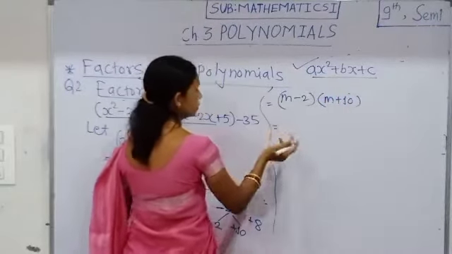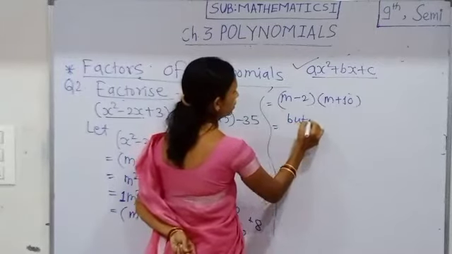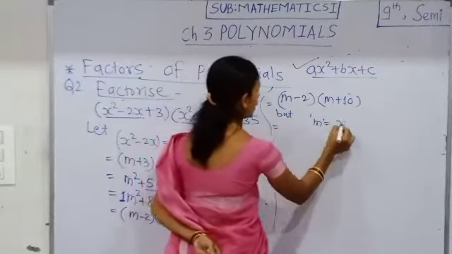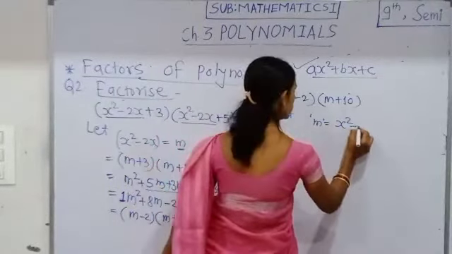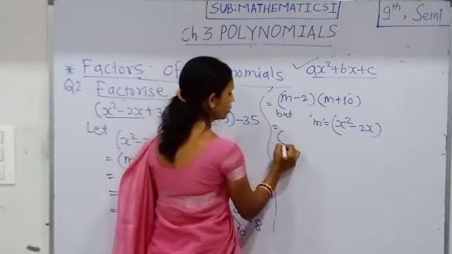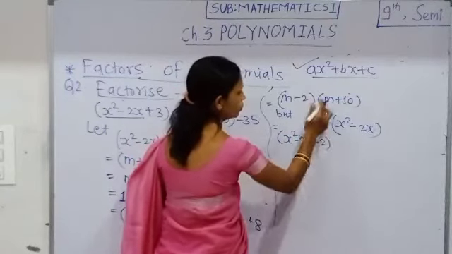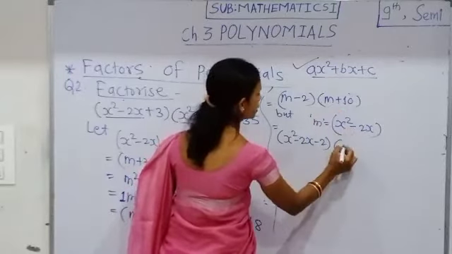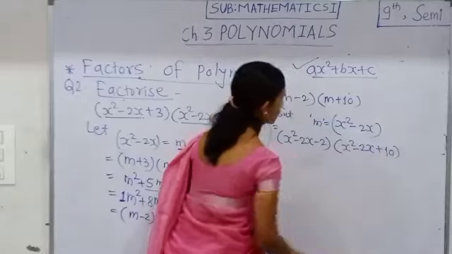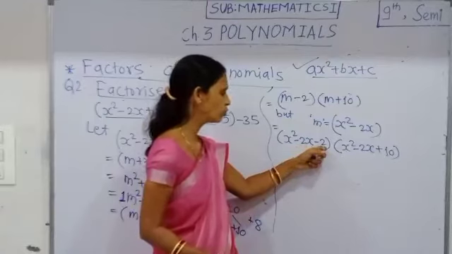Here we get the new factors, but here m is equal to x square minus 2x. Therefore, putting the value of m here, we get x square minus 2x minus 2. In another bracket, m, that is x square minus 2x plus 10. Then see here, that is here minus 2.